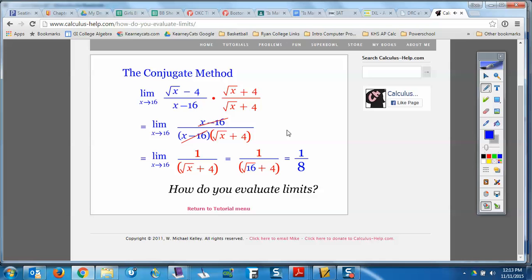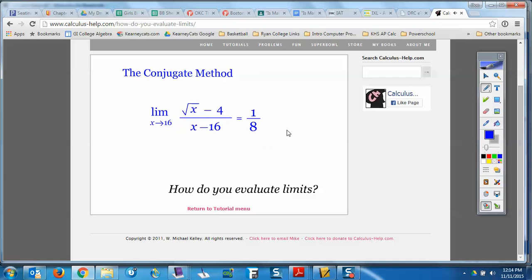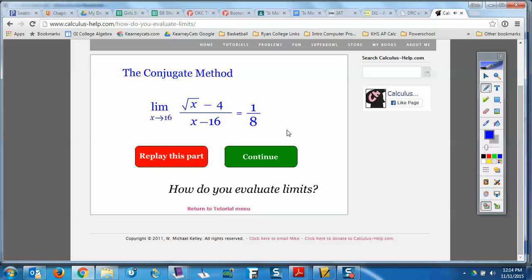Now I'm able to plug in 16. Substitution works. When I do so, I get 1 divided by 8. So the limit as x approaches 16 of my original function is 1/8. And that's the conjugate method.